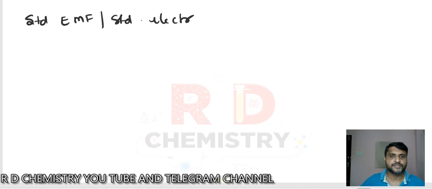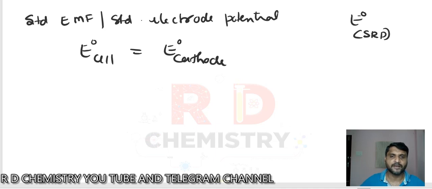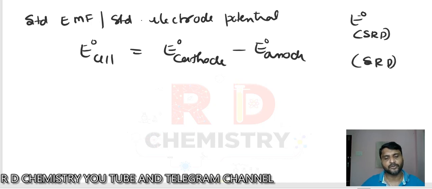How to calculate the standard EMF or standard electrode potential? For that, we need to know the E naught value, or the SRP value, of either the cathode or the anode. So E naught cell is equal to E naught of the cathode minus E naught of the anode. This is in terms of SRP values according to our syllabus.